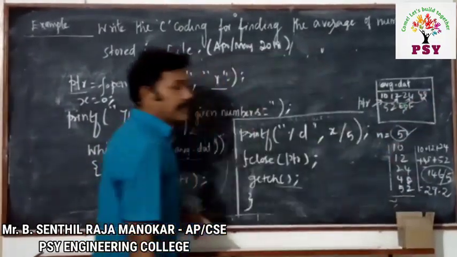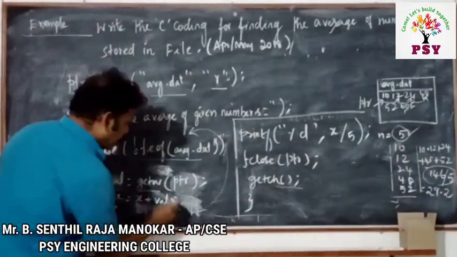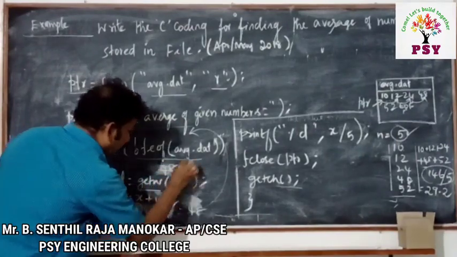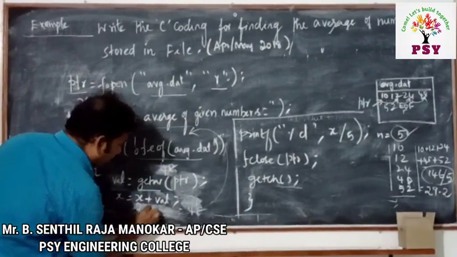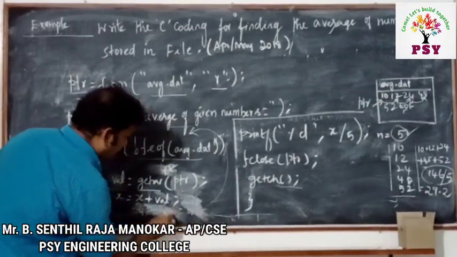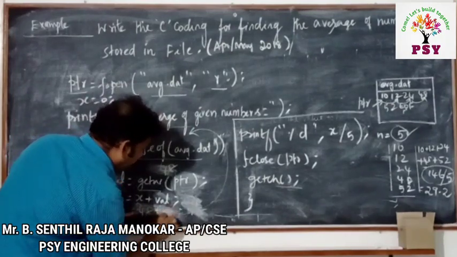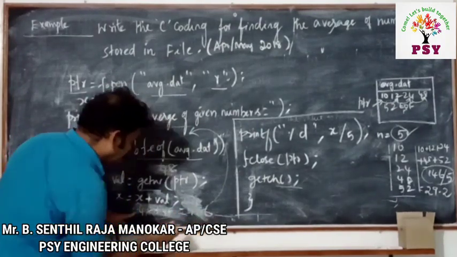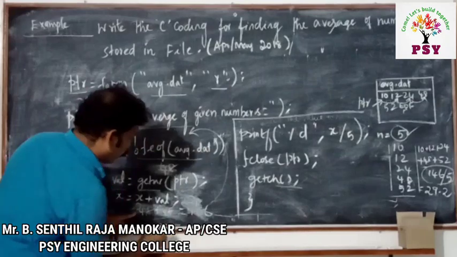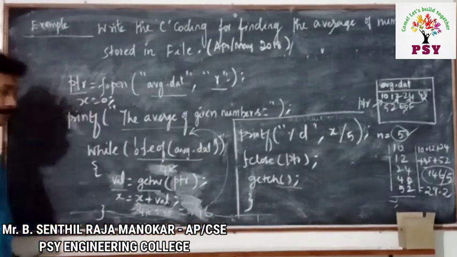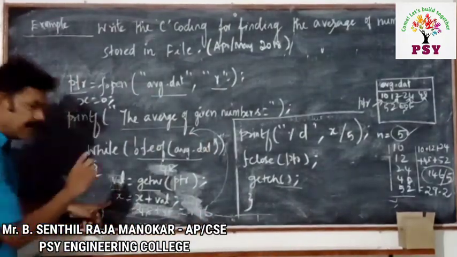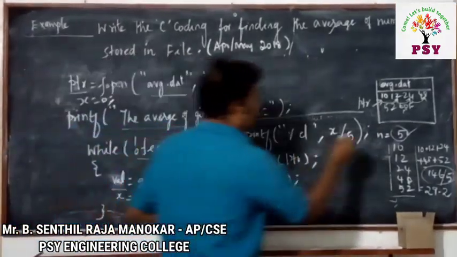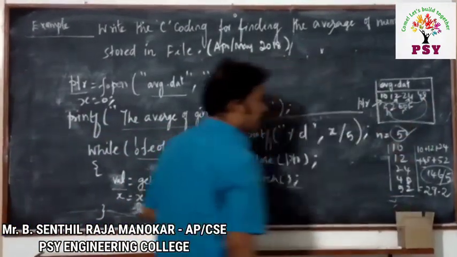That is nothing but 48. So now this value will be 48. Then x is also 48, then val is also 48. 48 plus 48, what is the answer? That is 96. 96 was there in the x. Again, the next pointer is moving here, 52.